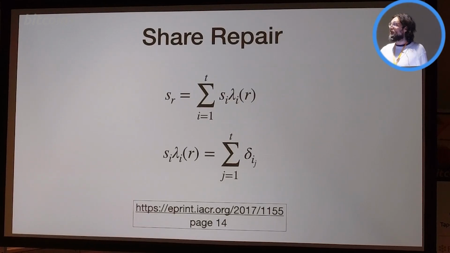We can use the Lagrange interpolation to evaluate the polynomial at any x value. So when we want to repair, we want to evaluate the polynomial at the x value of the participant that lost their share.